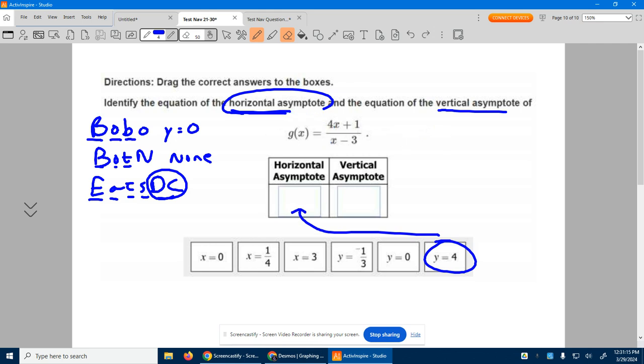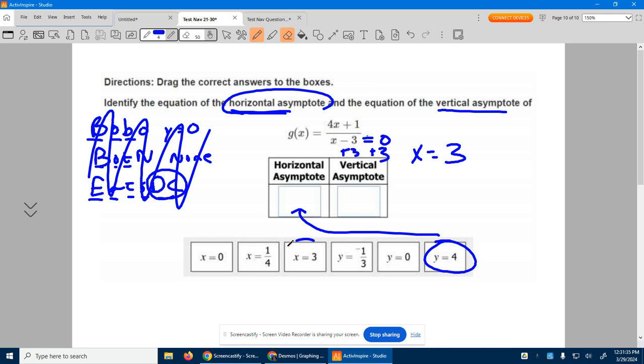For the vertical asymptote, we don't use this. This is just BOBO BOTTEN EATS DC. It's just for the horizontal. For the vertical, I'm just looking for what x can't be. So I'm going to make a line where the denominator equals 0. Add 3, it's going to be where x is 3. Once you add 3 to both sides, you get x is 3. That's what the vertical asymptote is because you can't be 3. So it's going to draw a line vertically right there saying, hey, you can't be this.